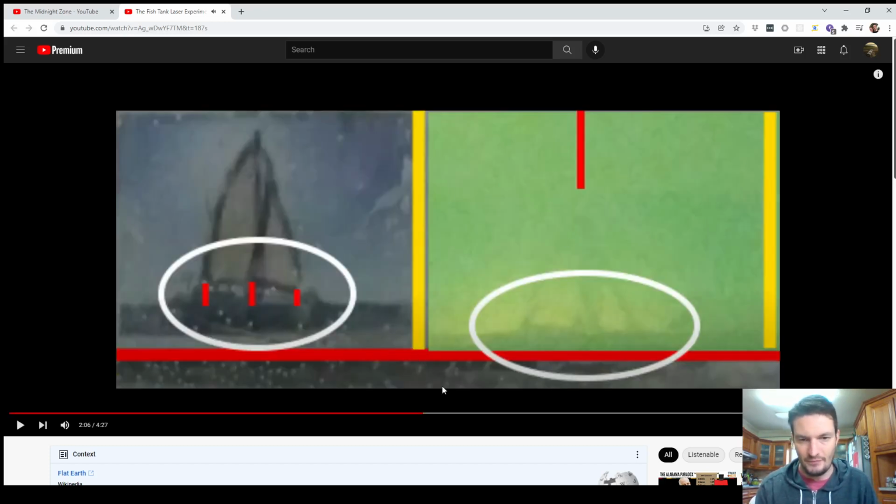This red line here is of absolutely no value.